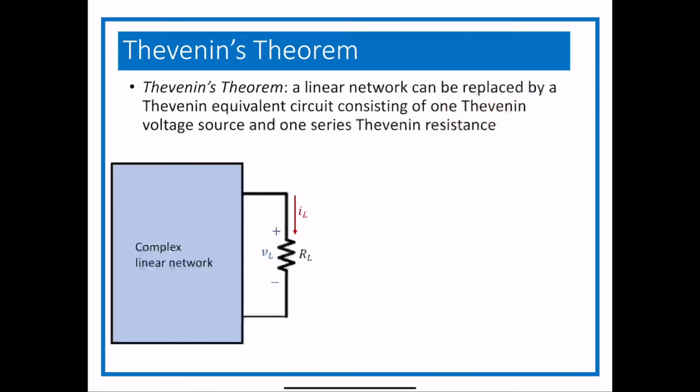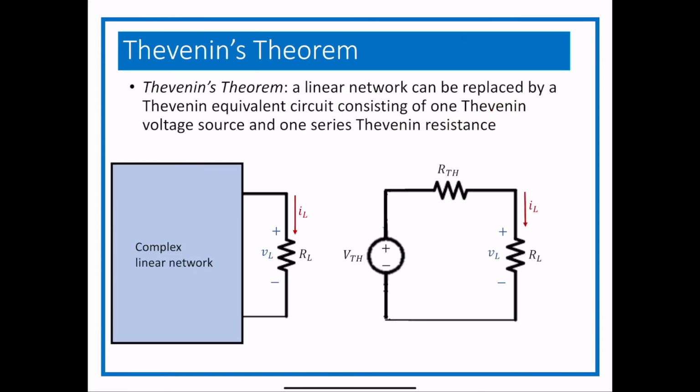So Thevenin's theorem is defined as a process in which we can take a complex linear network and replace it with a circuit that has one Thevenin voltage source and one series Thevenin resistance, and it provides the same voltage and current to the resistance attached to it as the original circuit. So this makes the circuit much, much simpler.